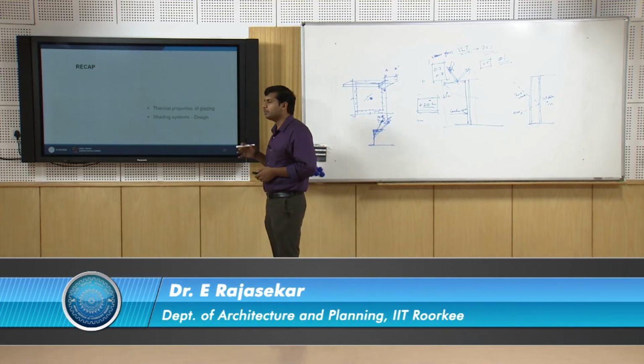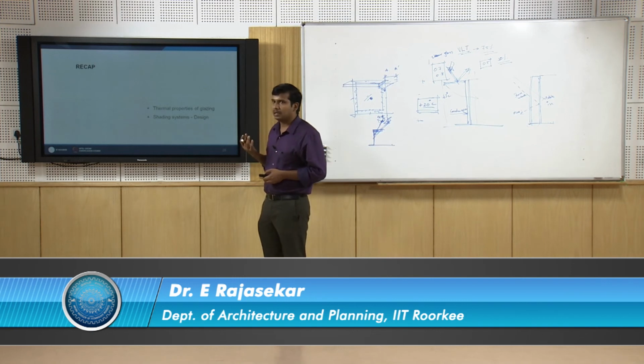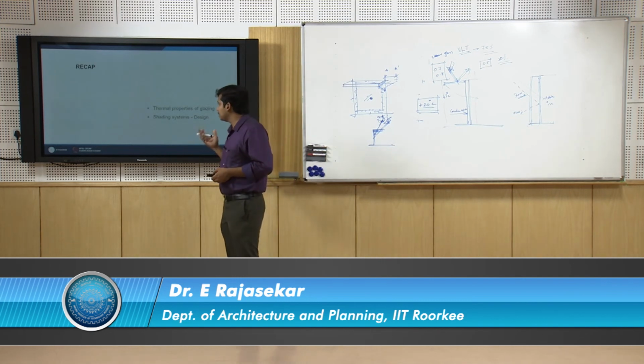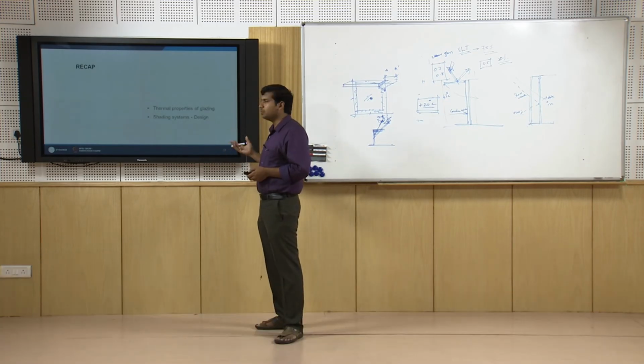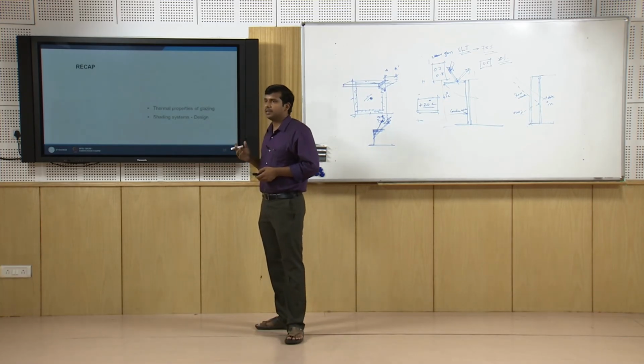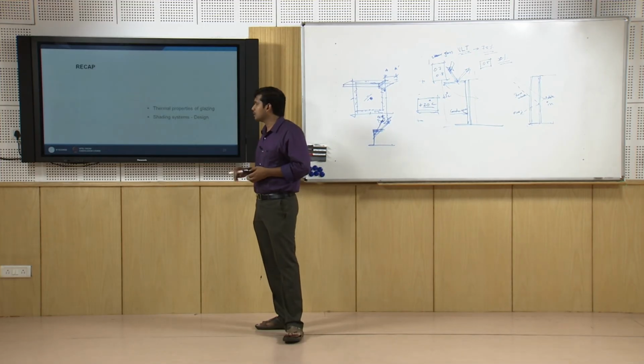So, we looked at the thermal properties of glazing, what is important: glass, frame and assemblies. Then we looked at shading systems, typically what angles are involved and how do we design a quick estimate of the shading depths, vertical and horizontal shading devices.